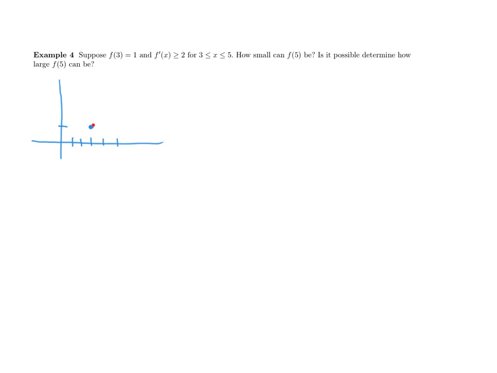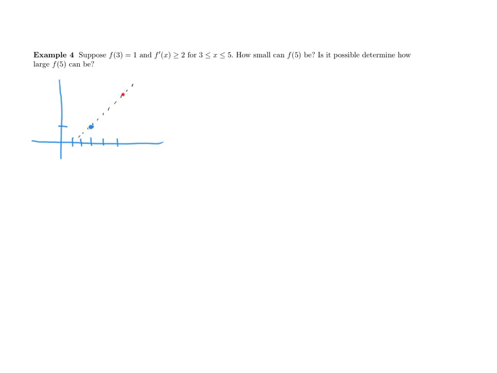And that just means if you draw the slope of a tangent line from here to here, the slope can never be less than 2. It can't be negative, it can't be 1, it must be 2 or more. I'm going to draw in a slope of 2 at this point, like this. So if you graph your function, it can never have a slope that goes lower than this line here.